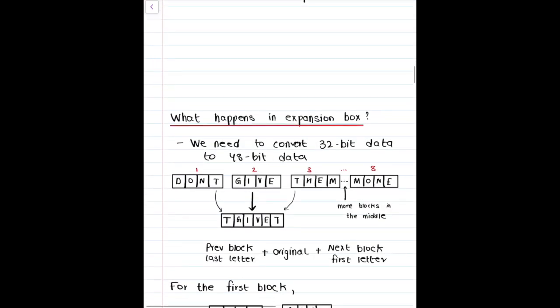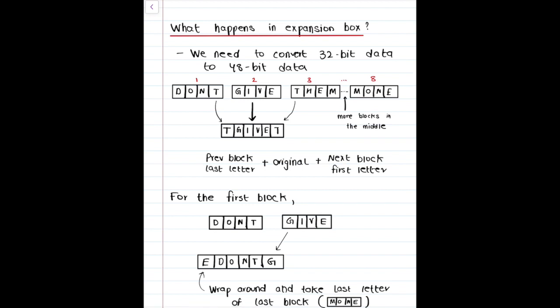What happens inside the expansion box? Inside the expansion box, we need to convert our 32-bit data to 48-bit data. The 32-bit data is split into 8 blocks, each of size 4 bits. We convert each 4-bit block to a 6-bit block by adding 2 bits to it. Eventually we get 8 blocks of size 6 bits each, and our result is 48-bit data. So how are these bits added? For each new block, we take the original block and append the last bit of the previous block at the beginning and the first bit of the next block at the end.